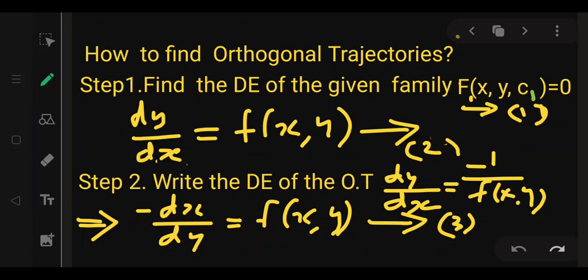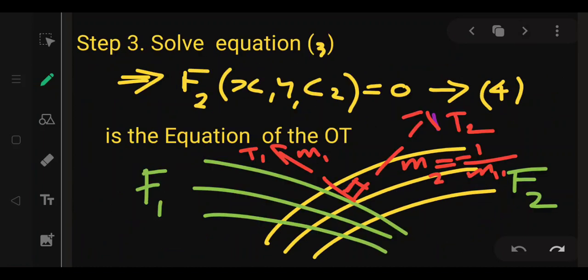Now solving equation 3, we will get the required equation of the orthogonal trajectory in the form, say, f2 of x, y, c2 equal to 0, where c2 is an arbitrary constant. Geometrically it is a one parameter family. So equation 4 represents the orthogonal trajectory of the given family.